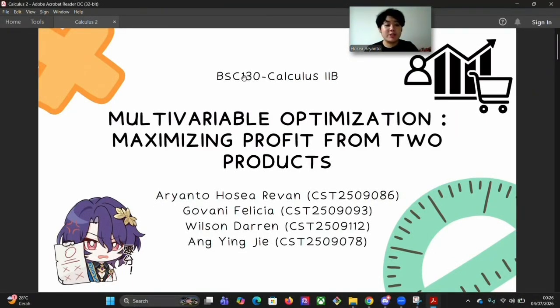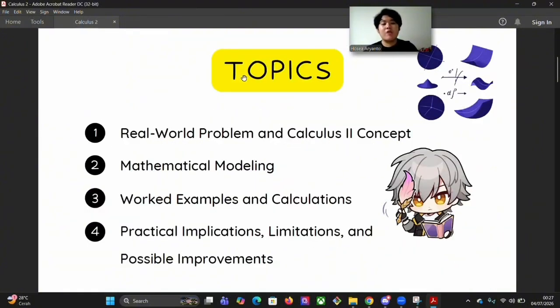Today our group will present our topic, which is maximizing profit from two products. Okay, so these are our group members' names, and these are all of our topics. The first one is real world problem and calculus two concepts. The second one is mathematical modeling. The third one is the calculations, and the last is practical implications, limitations, and possible improvements.